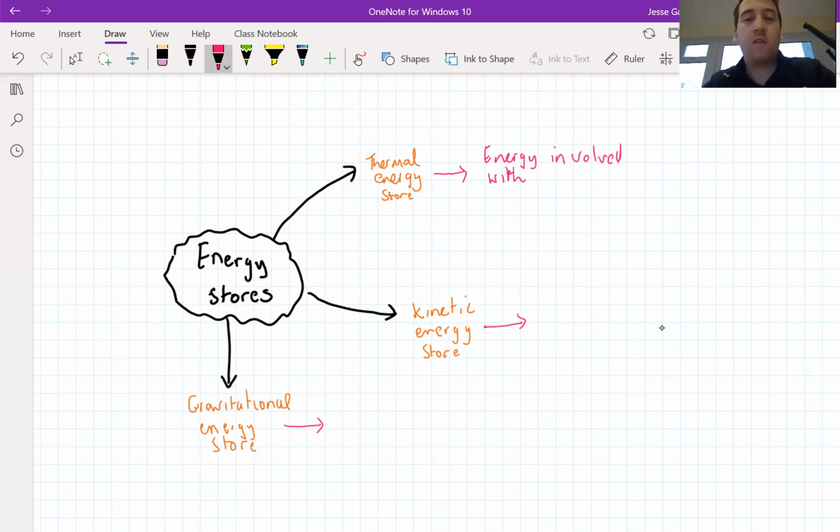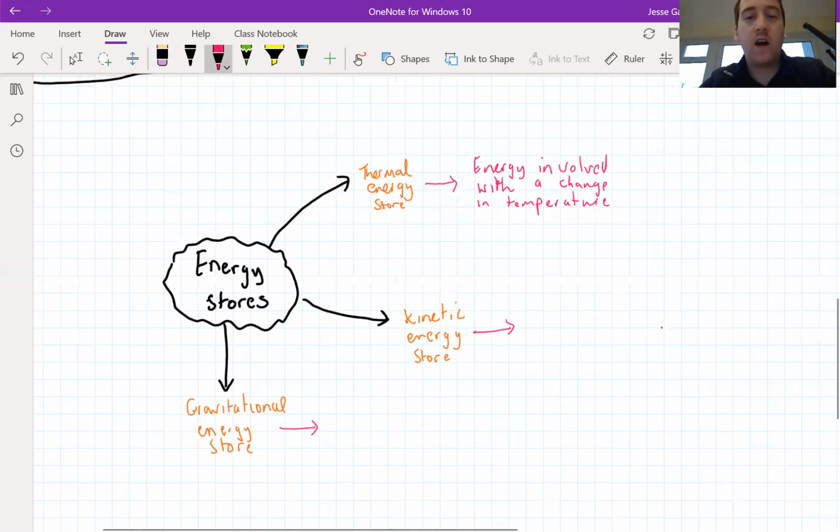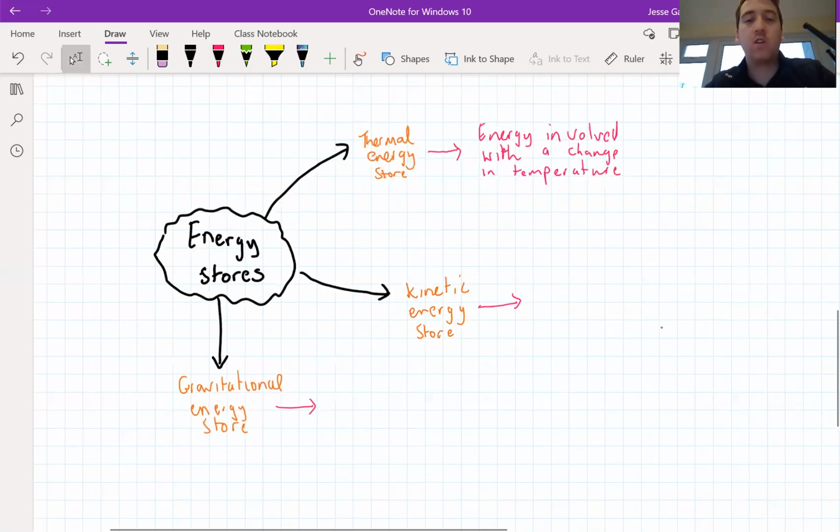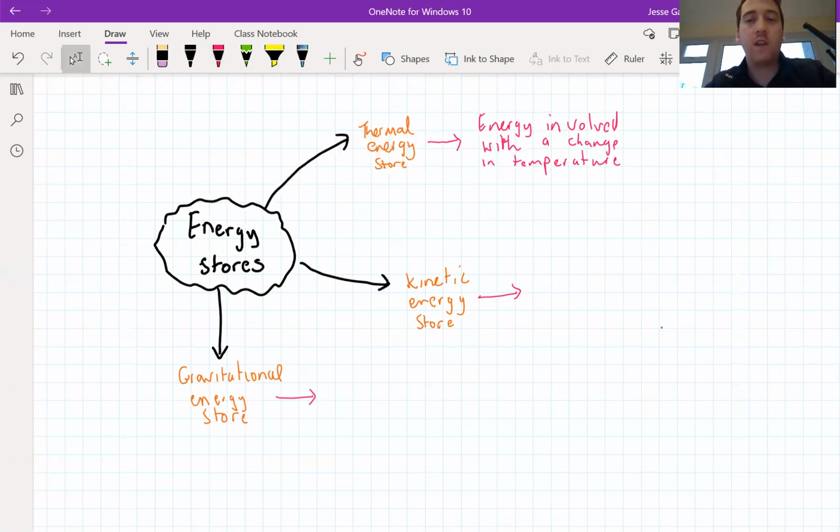Okay, I'm going to do this first one for you, and then you're going to do the other 2. So this is energy involved with a change in temperature. Basically, anytime there's a change in temperature, we're saying energy has moved in or out of the thermal energy store. So energy has been added or lost from a thermal energy store. You try the other 2 now for me. Pause the video and do it now.